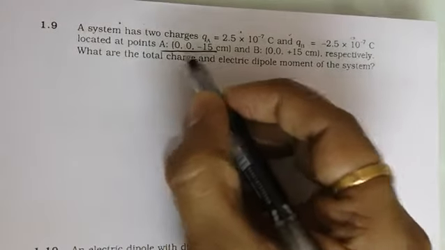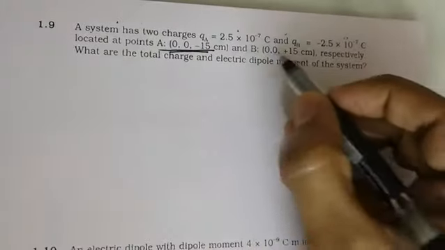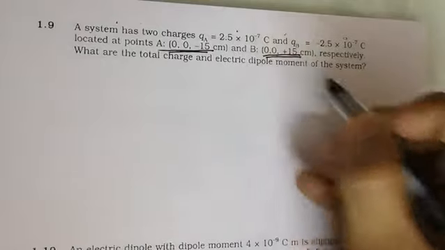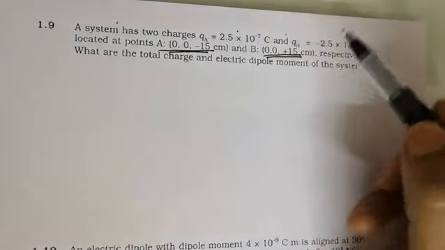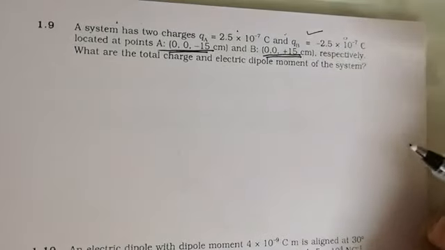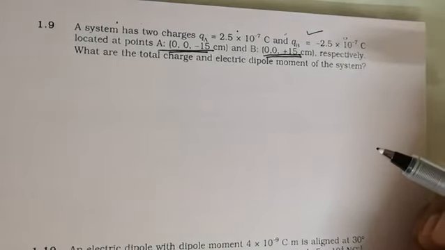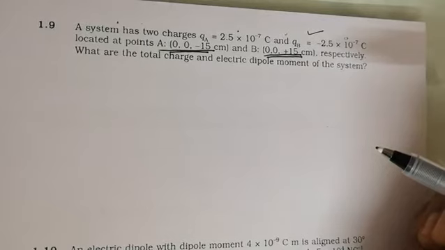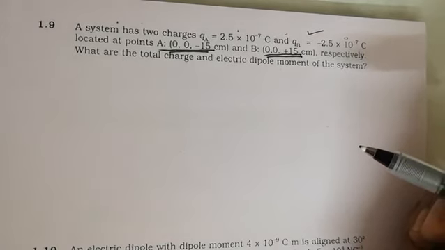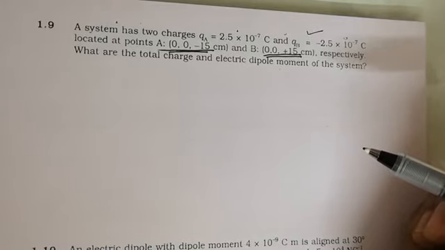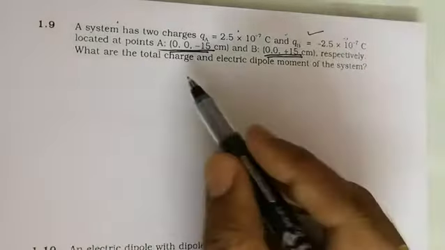A is at (0, 0, -15) and B is at (0, 0, +15) centimeters. The charges are Q_A = +2.5 × 10^-7 and Q_B = -2.5 × 10^-7 coulomb. As we discussed in 1.8, whenever we have a positive charge and a negative charge, opposite in polarity, and their magnitudes are equal, these are the fulfilling conditions of a dipole.